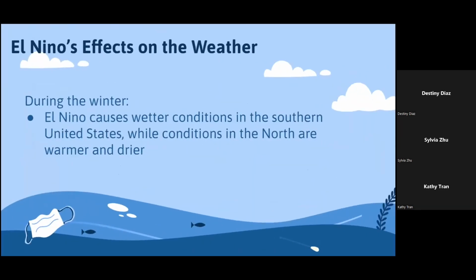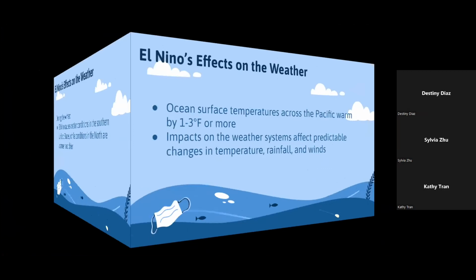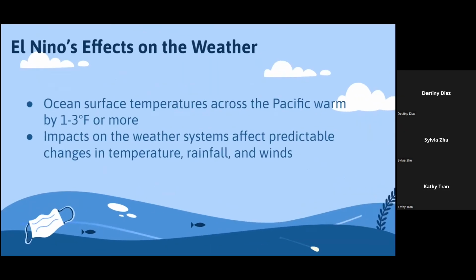El Nino's effects on the weather. During winter, El Nino causes wetter conditions in the southern United States, while conditions in the north are warmer and drier. Ocean surface temperatures across the Pacific are warmer, and they warm by 1 to 3 degrees Fahrenheit or more. It impacts the weather systems, which affects predictable changes in temperature, rainfall, and winds.